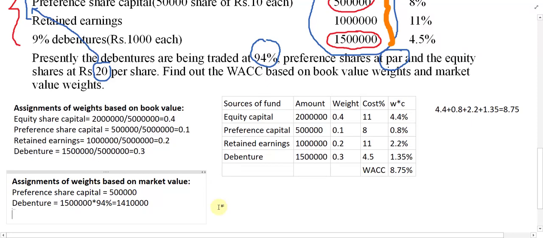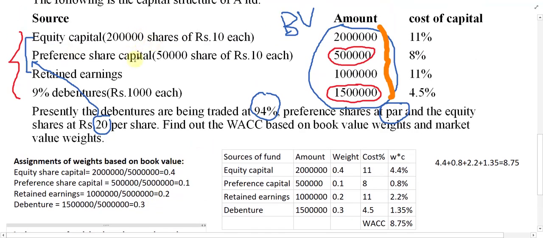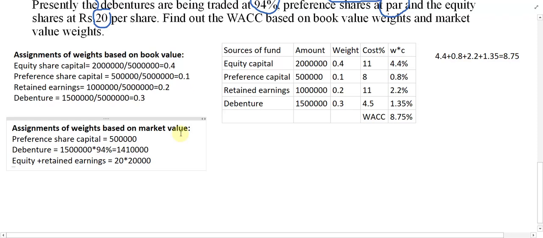Now let us find out the value of equity plus retained earnings. Whatever value is given in the market, for example, the market price of the share. It is given that equity shares are at 20 per share in the market. So the price of each share is 20 multiplied by how many equity shares we have? We have 200 equity shares. Multiply 200, press the equal sign, and the amount is 4 million.